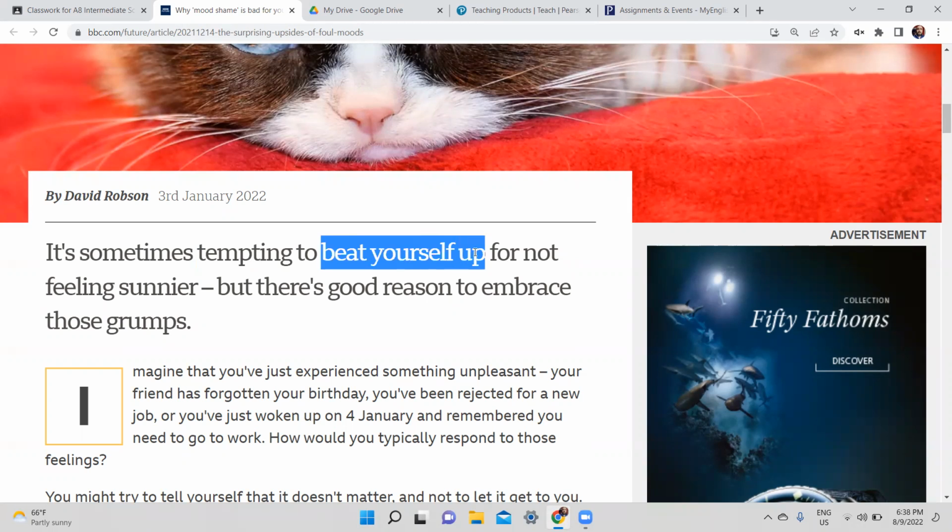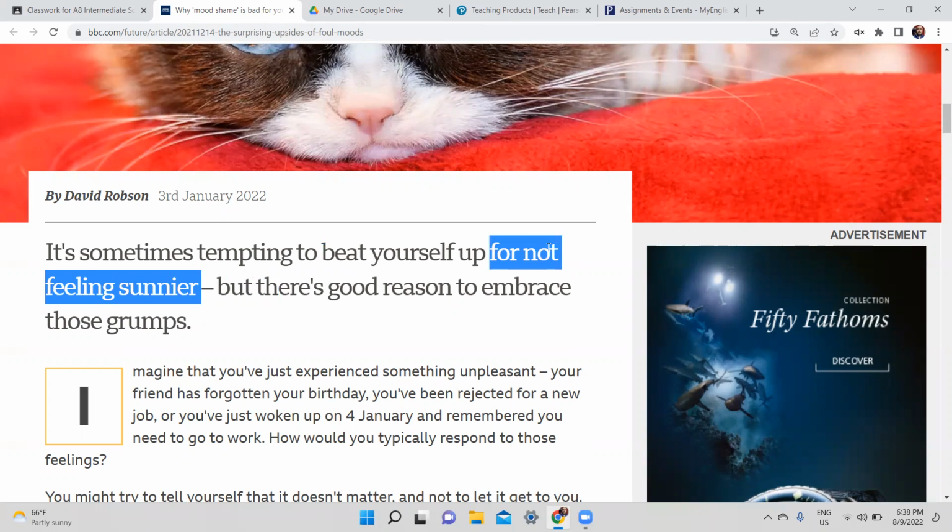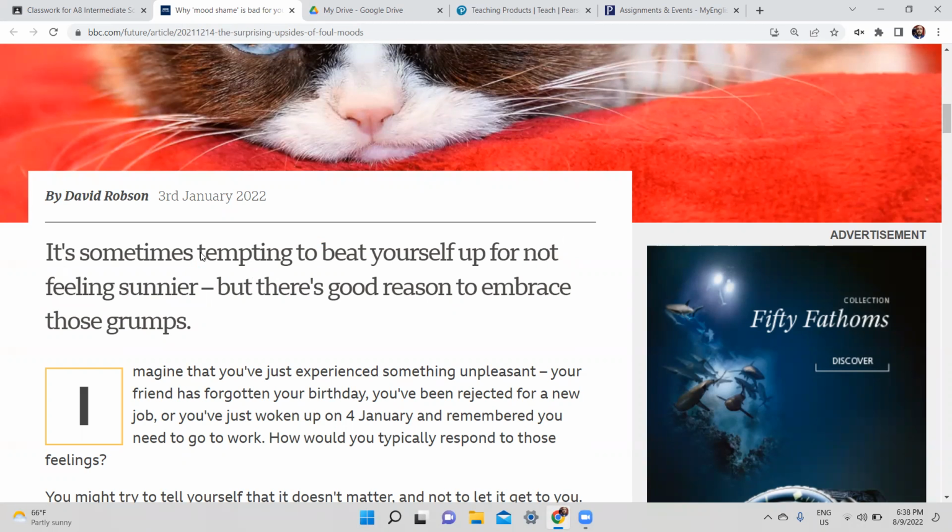It means to fight with yourself. Okay, to fight with yourself when you are not happy. Okay, for not feeling sunnier. All right, so let's use this one, please. Tempting. Remember, it's an adjective. It's tempting. Okay, it's tempting to go to the party, for example.